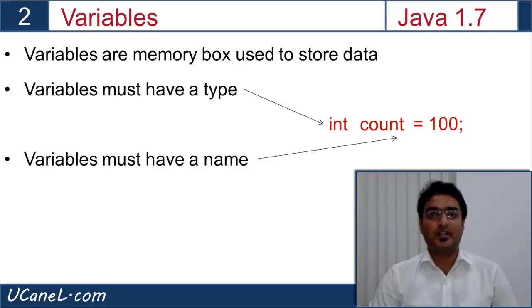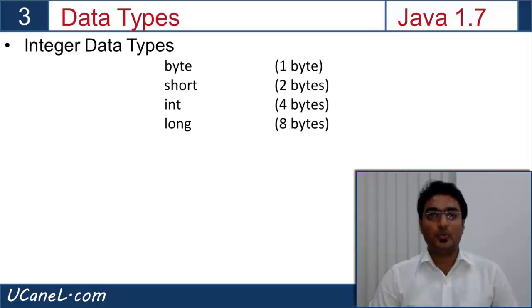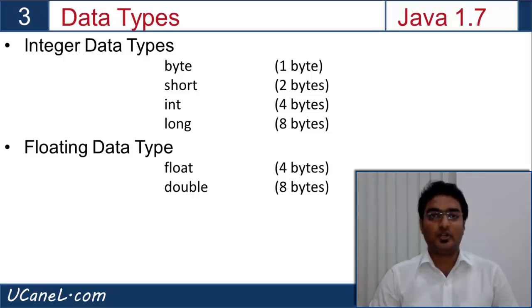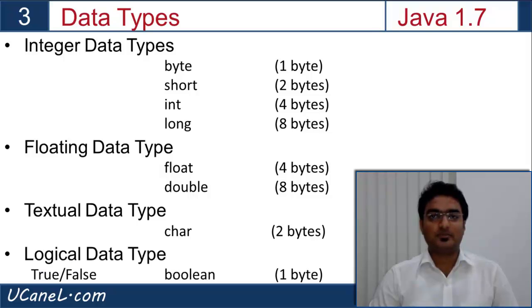Let's see some primitive data types. We have integer data types that include byte, short, int, long, which can be chosen based on the size of data. Then we have floating data types like float and double to store numbers with decimal values like 10.5. Char for storing characters like A, B, C, D. Finally, the logical data type, that is boolean, to store true or false.